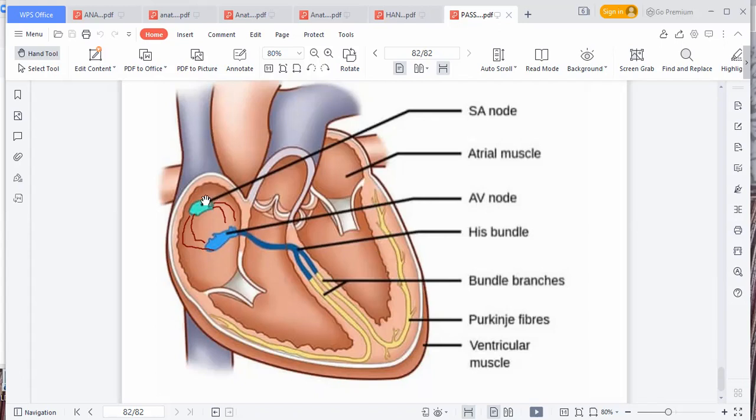So just know that you've got the SA node, from the SA node to the AV node, to the bundle of His. From the bundle of His, they branch, so you call them bundle branches. From the bundle branches, you get what you call Purkinje fibers. Purkinje fibers are the ones that will innervate the ventricular muscle, causing the muscle to contract. Are we together?